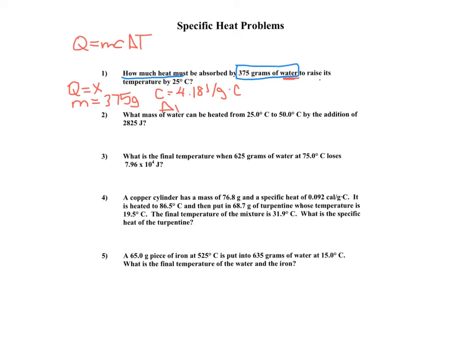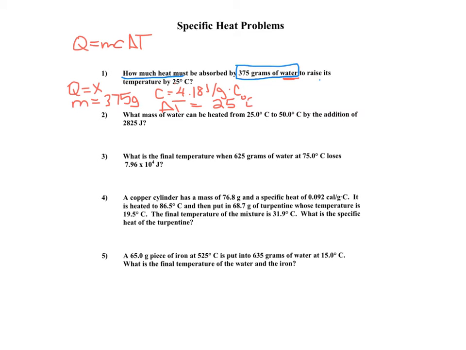Now, in some problems, it's going to say if your initial temperature is this, or if your final temperature is this, and then you have to calculate your final temperature minus your initial temperature. But in this problem, it tells us the total change in temperature is 25. So we don't need to do any extra calculation. We're looking at the overall change, so 25 degrees Celsius.